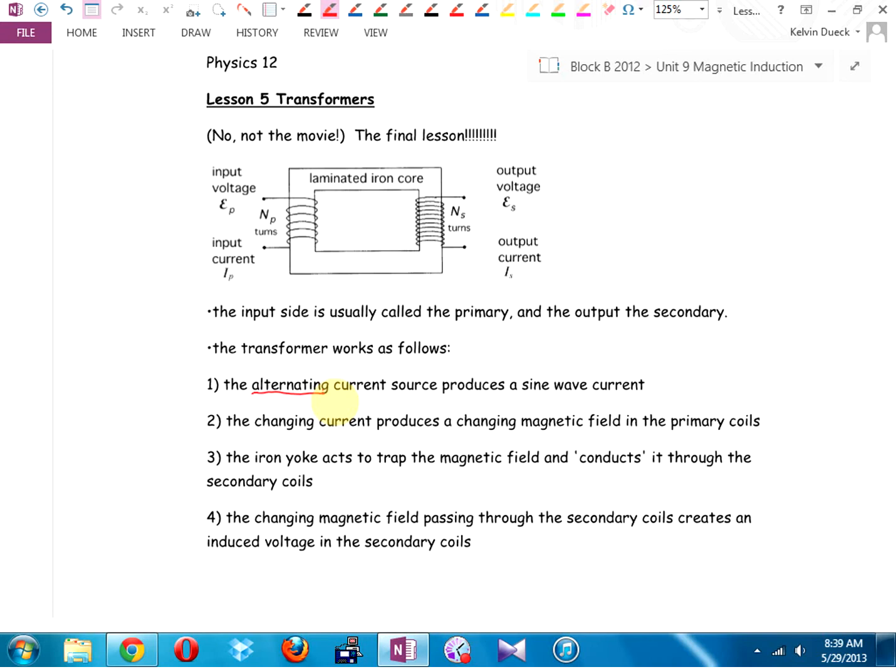That's a classic trick question, by the way, Emily, hint, hint, on your test. There's a good chance you may get a picture of several transformers, and one will be hooked up to DC, direct current. That one won't work.